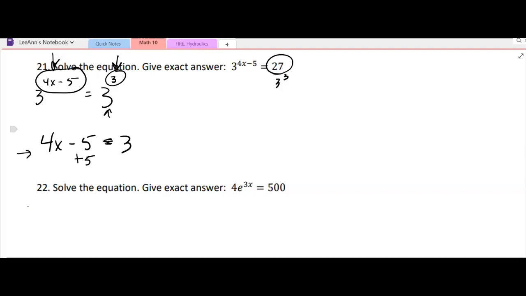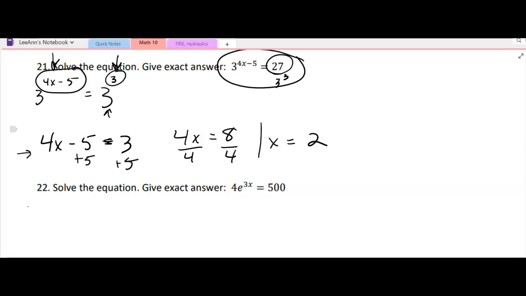We add 5 to both sides. 4x equals 8, divide by 4. And we get x equals 2. Now, this is an exponential equation. There's no restrictions on x, so you can just put a box around it.